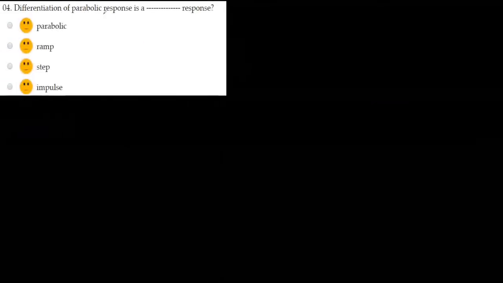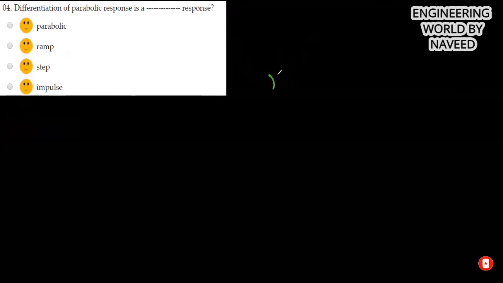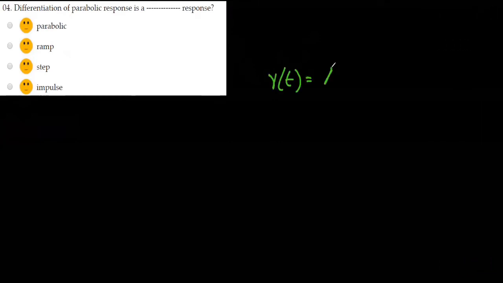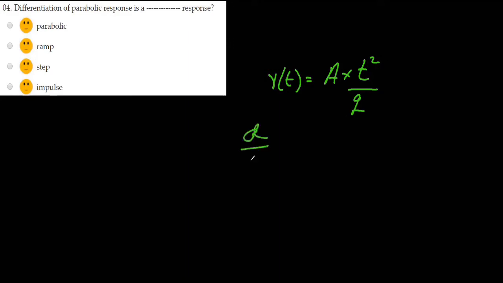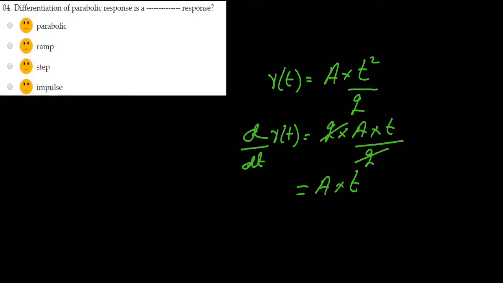Okay, next MCQ is, differentiation of parabolic response is a dash response. So actually the parabolic response is r(t), that is equal to A times t square divided by 2. Now taking differentiation, d by dt r(t), and here we get 2 times A times t divided by 2. So this 2 will cut out by this 2, so the answer will be equal to A times t, which is the ramp function.